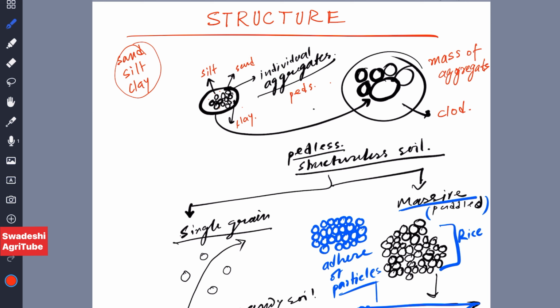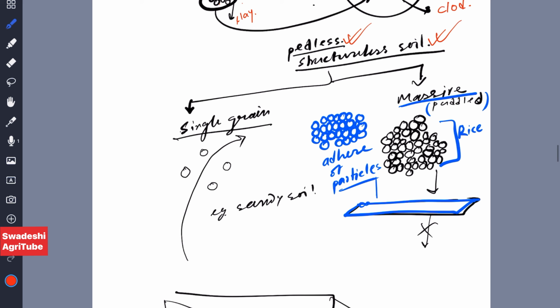Okay, so now we'll talk about the structure of the soil. But before starting the structure of the soil, we have to know that there is some structureless soil too. That means there is no structure in some of the soil, and that is only possible when there is no ped. Those will be called pedless soil. Pedless soil means there is no aggregation, that means there is no structure, that's why they are structureless soil. So pedless soil and structureless soil are the same. There are two kinds of structureless soil. One is the single grain soil, second is the massive.